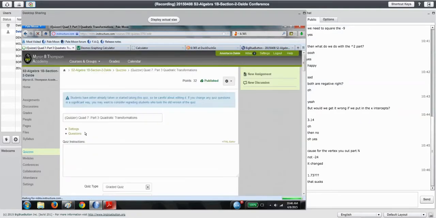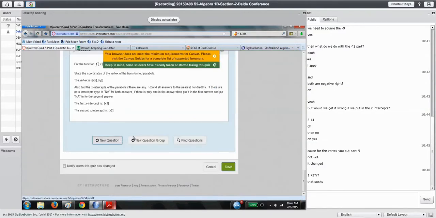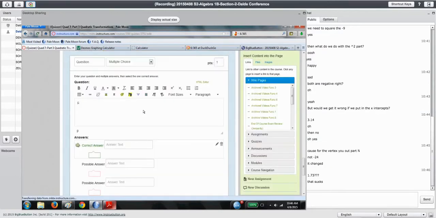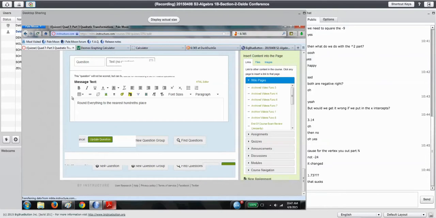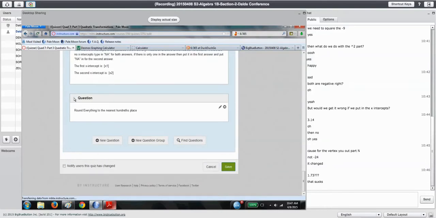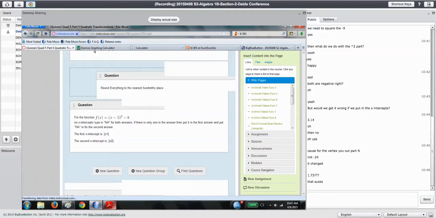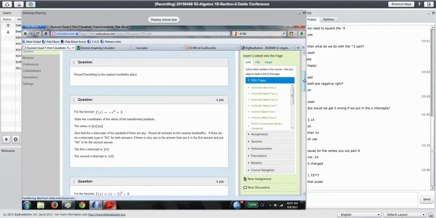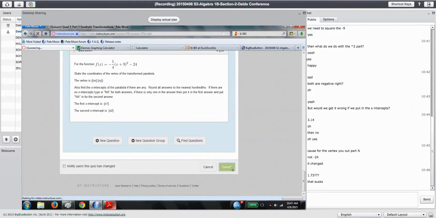I should specify, which I will. Why don't I do that now? I'm just going to add a question in there that says round everything to the nearest hundredths place. So I'm going to put that at the top. Cool? All right. So now you know. You have no excuse.